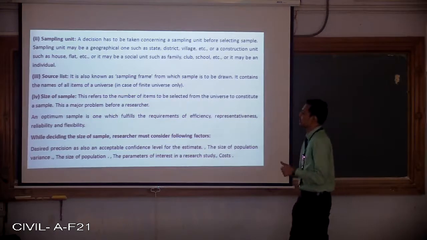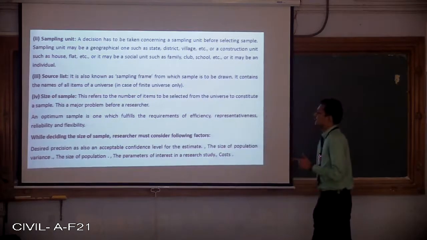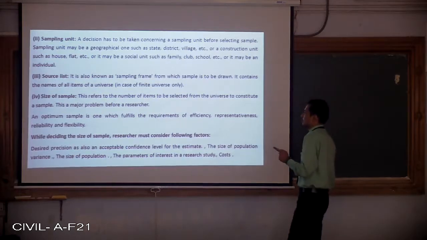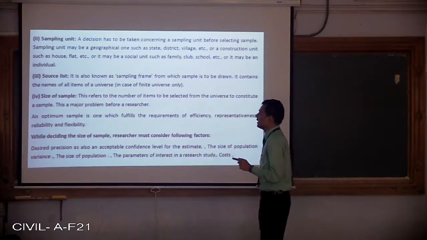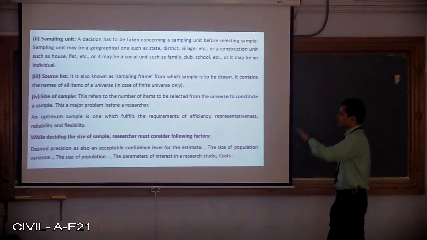Next comes the source list. It is also known as sampling frame, from which the sample is to be drawn. It contains the names of all items of the universe. It is the sampling frame where the sample is being drawn. It is only a list.